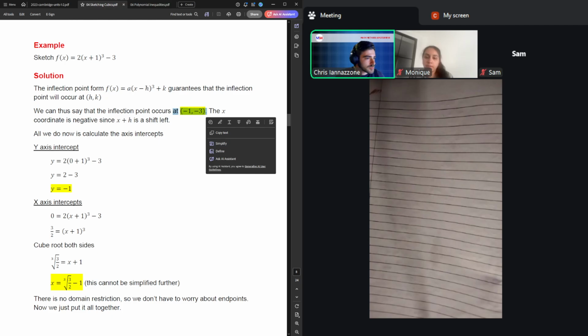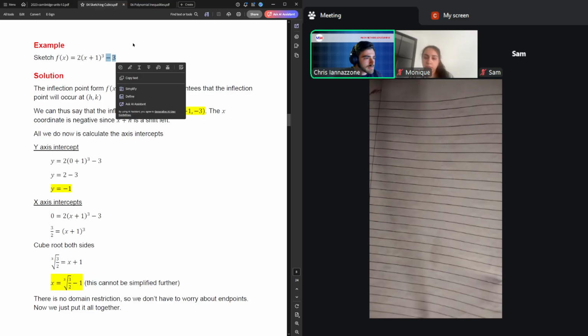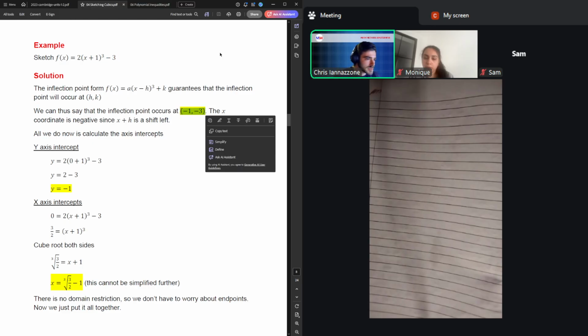Easiest one to find off the bat is always going to be the inflection point. We can see we have a +1 on the x and a -3 for the y. So that's going to be a shift left by 1 and a shift down by 3. So just like finding the turning point, that will also give us the inflection point of this cubic.